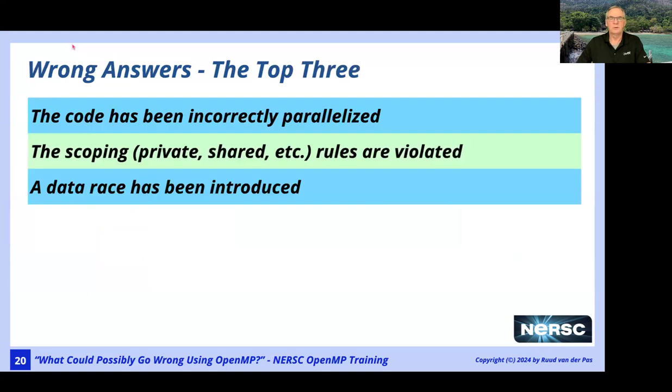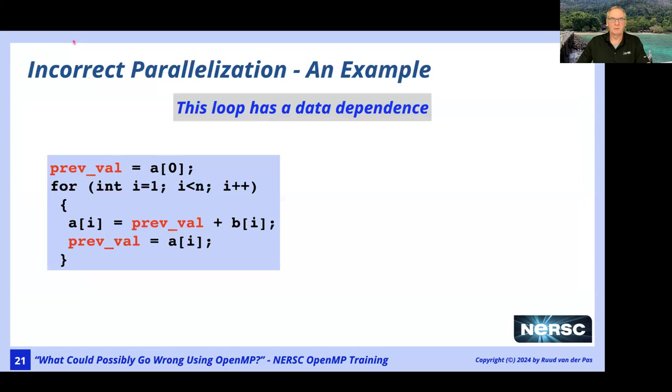So I try to identify the top three of what I see where things go wrong. First of all, the code has been incorrectly parallelized. Well, that seems so obvious, but it's not. People do make that mistake. You've learned about the scoping, private and shared variables. You didn't apply those rules in the right way, or there's a data race. A data race is probably among the most common errors in shared memory parallel programming, including OpenMP. So let me elaborate a bit on that.